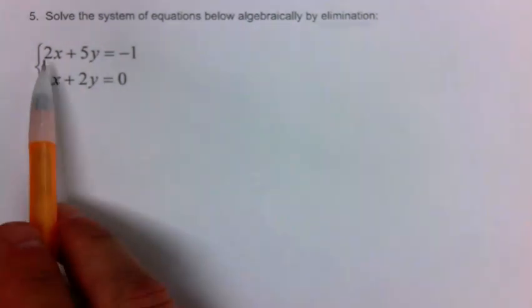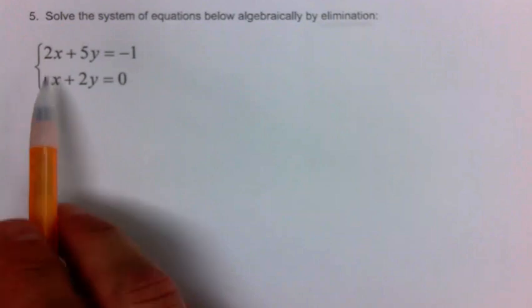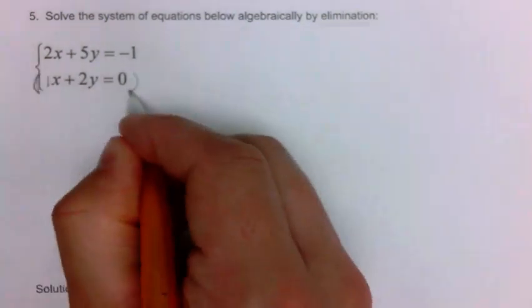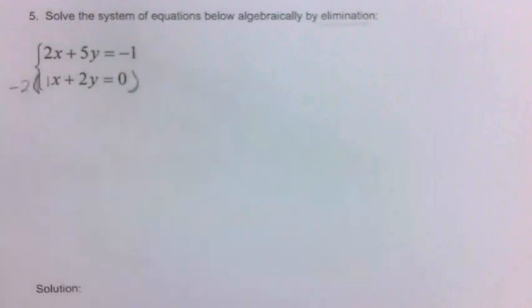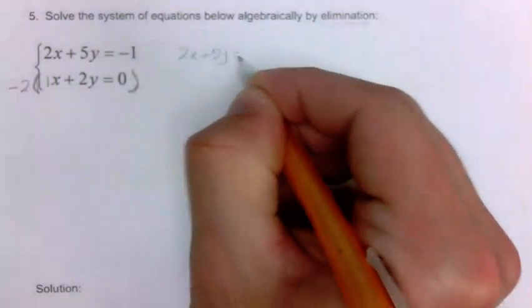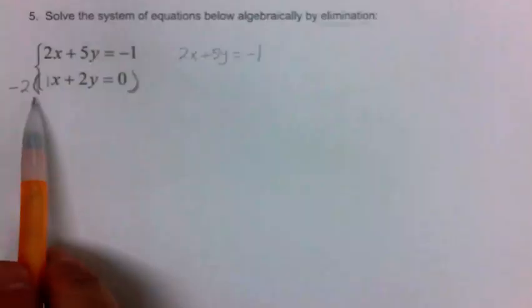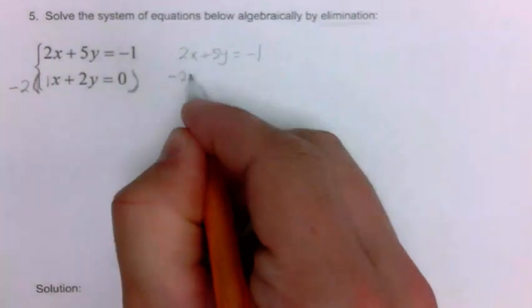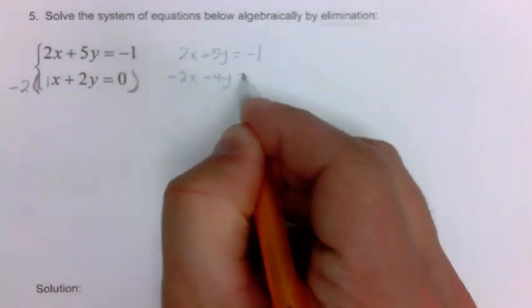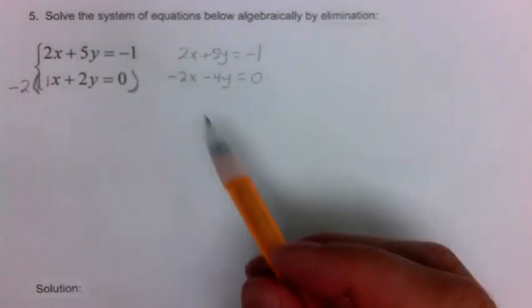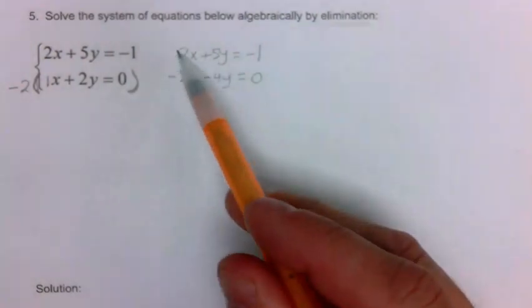I can easily make opposites here with the x's if I multiply that second equation by negative 2. My first equation is going to stay exactly the same. I'm going to keep 2x plus 5y is negative 1. But if I multiply this entire equation by negative 2, I'm going to now get negative 2x minus 4y equals 0. Negative 2 times 0 is 0.